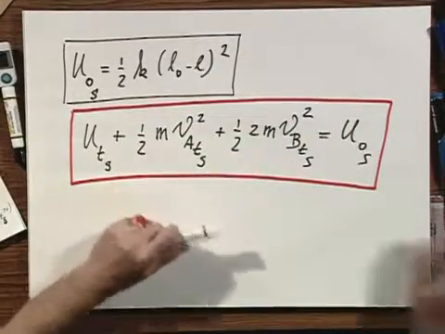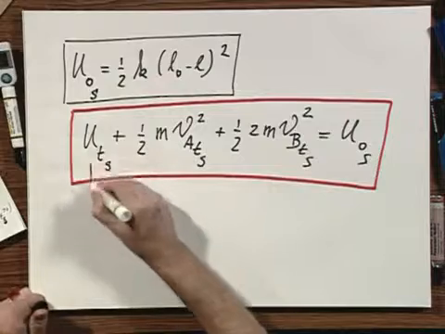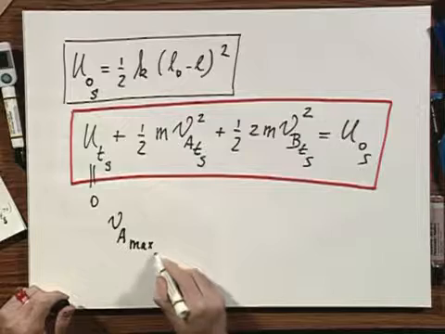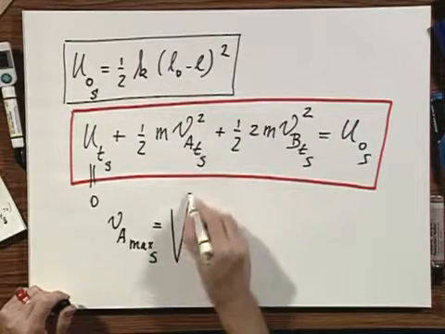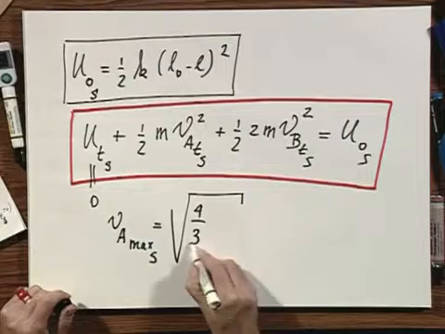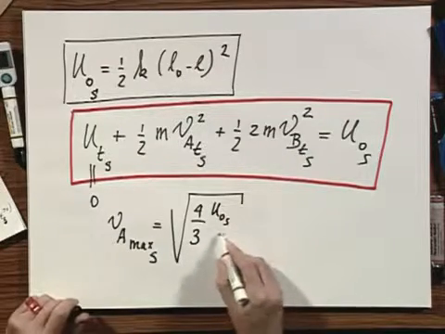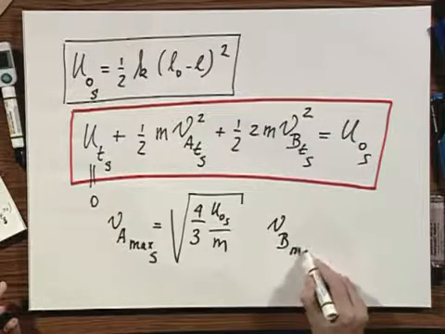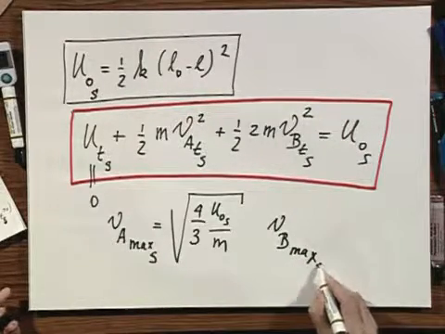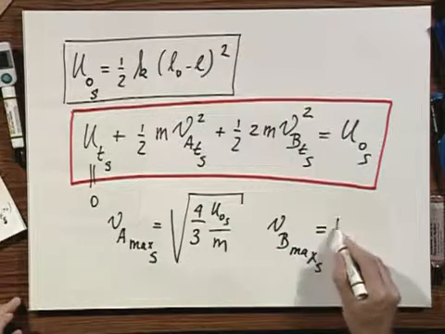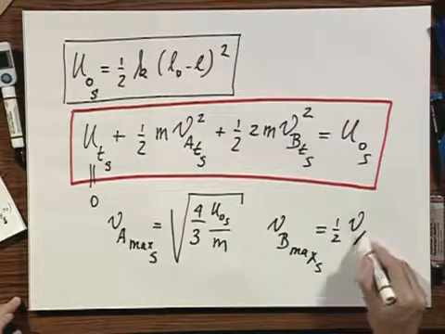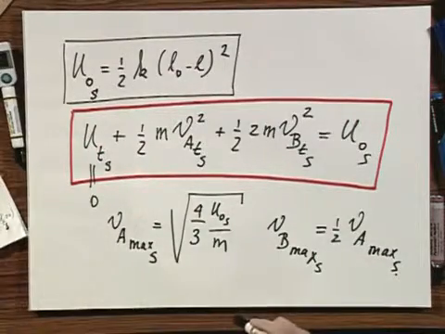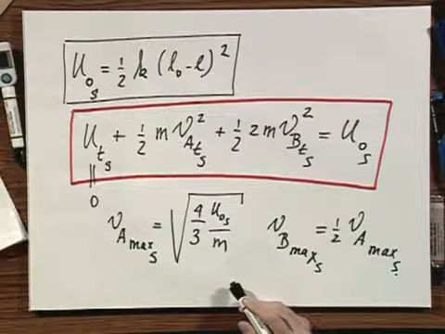to kinetic energy. And you can easily calculate by making this zero, that V of A maximum due to the spring equals the square root of 4/3 U0s divided by m. And you can calculate that VB max due to the spring is exactly half that. That follows immediately from this equation. So far, so good.